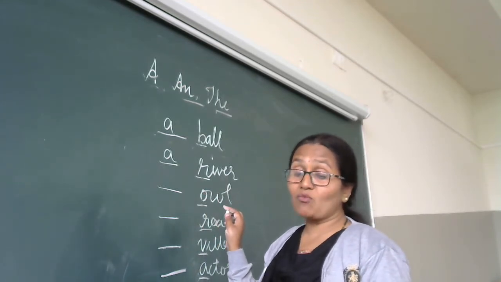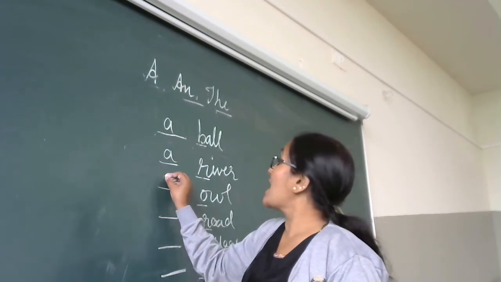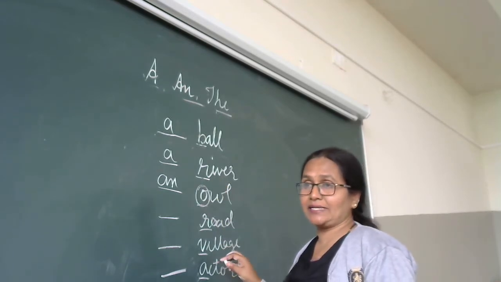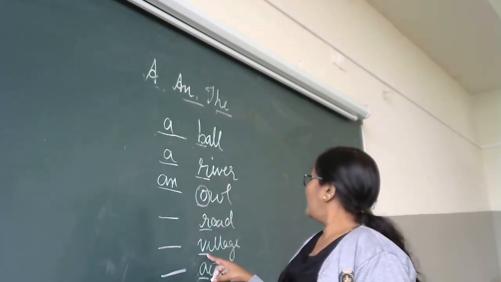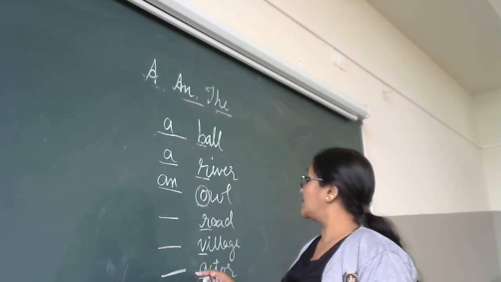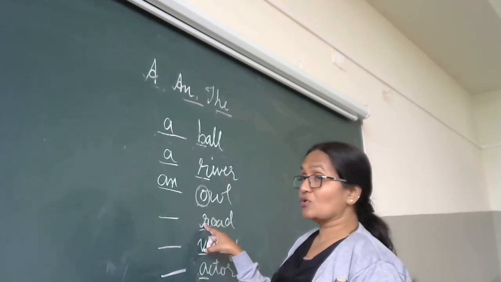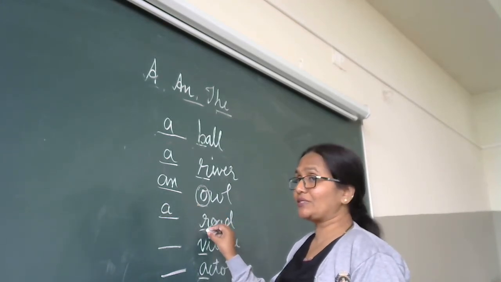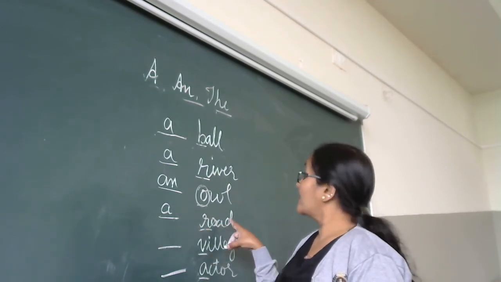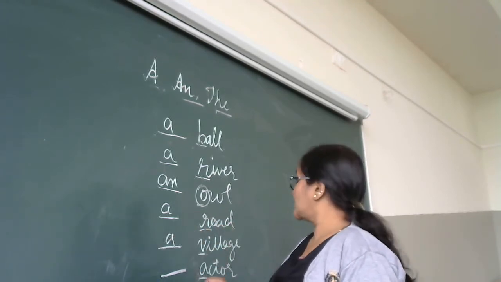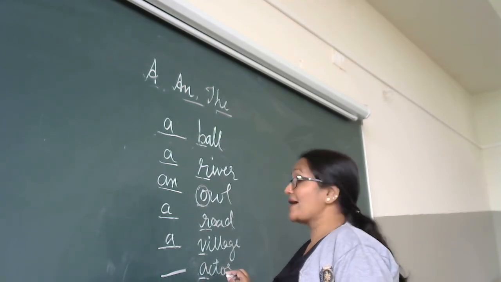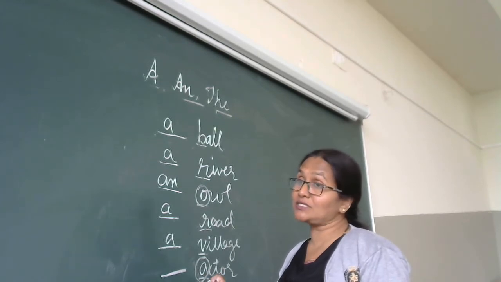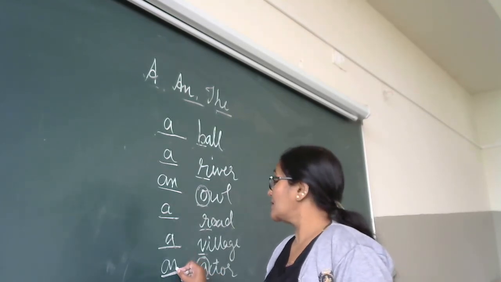These are the vowels. So you have to use an when it begins with a vowel as the first letter. Then village. V is a consonant, so use a. Road, R is a consonant, so a road, a village. Then an actor. The first letter is A. Is it a vowel or a consonant? It's a vowel, so you have to use an.